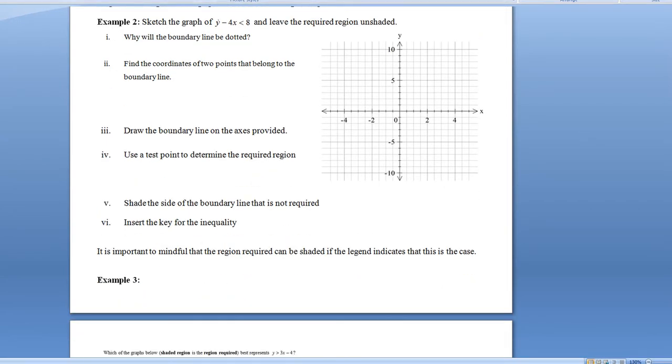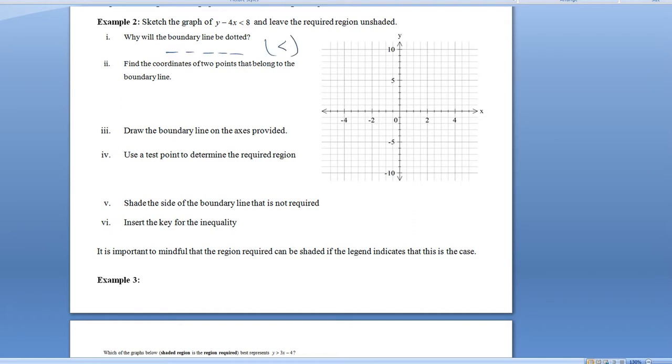Well, let's have a look at this one now. What they want us to do is sketch this particular function, y take 4x less than 8. The first thing I'm noting is, will the boundary line be dotted? It's dotted because it's a less than sign.